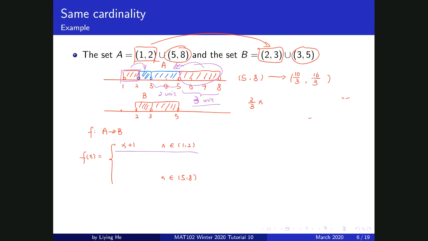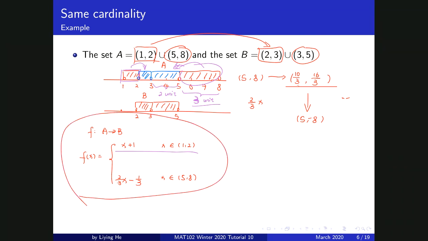Now we have this, but we want to map this to 5, 8. What can we do? You want to shift this to 5, 8. Can we subtract by 1/3? Exactly. Okay, minus 1/3. That's it. So this is your function. Any question?